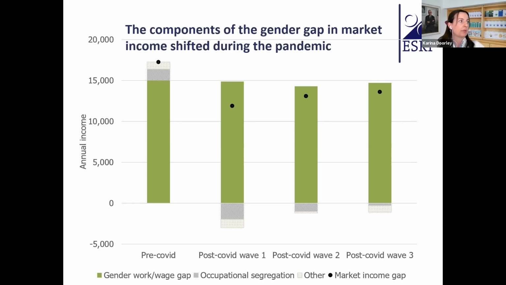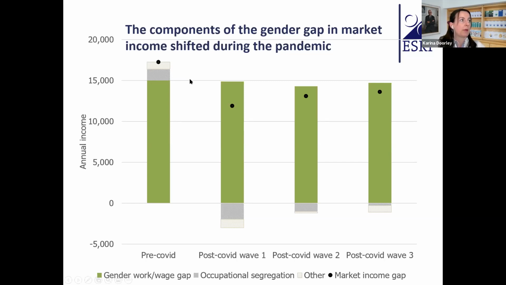What's interesting here is the composition of that gap. So the green bar shows how much of this is due to the gender work and wage gap. Whereas before I had broken it down by intensive and extensive margin, unexplained gender wage gap and interaction, these are all in one here. Then we have occupational segregation, which is the stripy bar on top here. And then other is the dots at the very top on the pre-COVID bar.